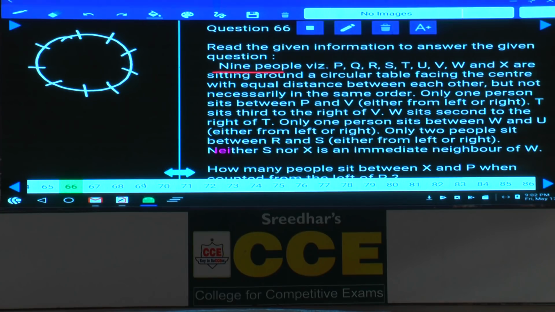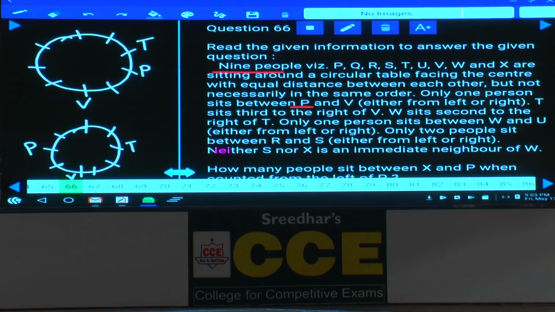Okay? Now in this one, only one person sits between P and V, and T sits second to the right of V. As T is seated second to the right of V, we are starting with V, and T will be here. Then there is only one person between P and V, so P can be here. That is one possibility. And the second possibility: 1, 2, 3, 4, 1, 2, 3. If V is here and T is at this place, and only one person between V and P, P will be here. Done with this, we have 2 possibilities. Either P can be on the right hand side of V or the left hand side.